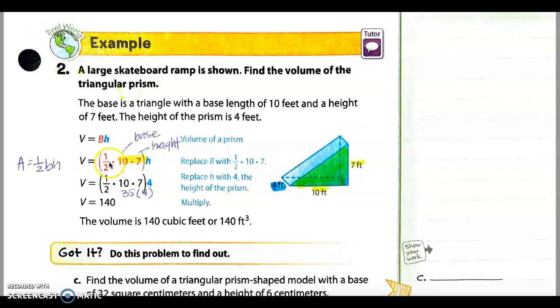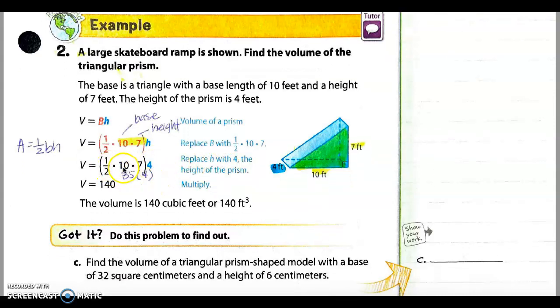So I'm going to plug everything back in. So 1/2 base times height to find the area of this shaded triangle. And then lastly, I'm going to substitute the 4 in. That's the height of the prism. So I find out that 1/2 times 10 times 7 gives me 35. And then bring down the 4, 35 times 4 will give me 140. So our answer is 140 feet cubed, or 140 cubic feet.